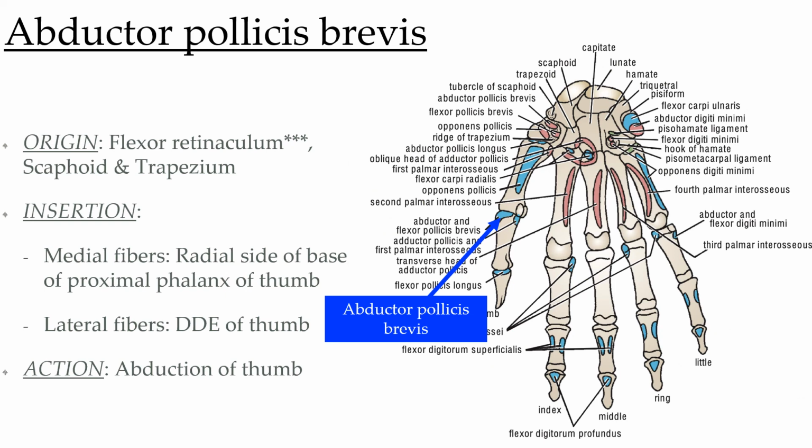The site of insertion of abductor pollicis brevis is over the lateral side of the base of the proximal phalanx of the thumb, along with the fibers of flexor pollicis brevis. So this is the site where abductor pollicis brevis gets attached. A few of the fibers also merge with the fibers of the dorsal digital expansion. This muscle is responsible for abducting the thumb at right angle to the plane of the palm and it rotates the thumb medially.